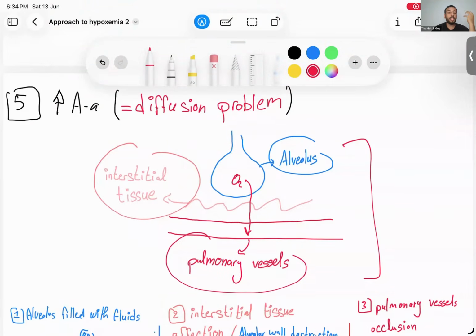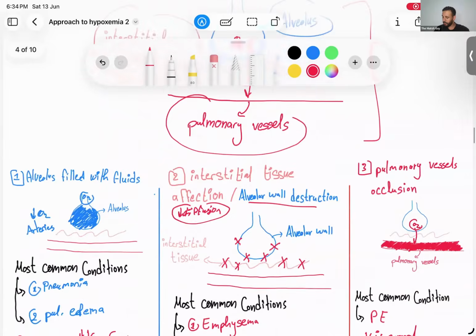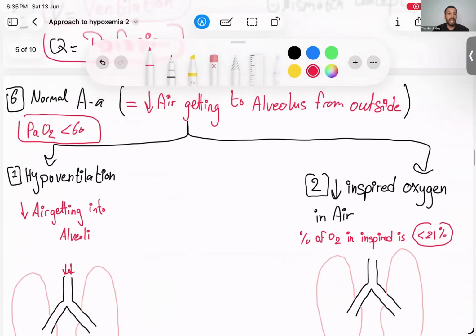However, the air reaching the alveoli in the first place, or the oxygen reaching the alveoli in the first place, is decreased. So those who have a normal AA gradient, the alveoli is not filled with fluid, they're not having pulmonary embolism or pulmonary vessel occlusion, and there's no affection of the interstitium or the alveolar wall. That's why they're having a normal AA gradient. However, there's less oxygen reaching the alveolus in the first place.